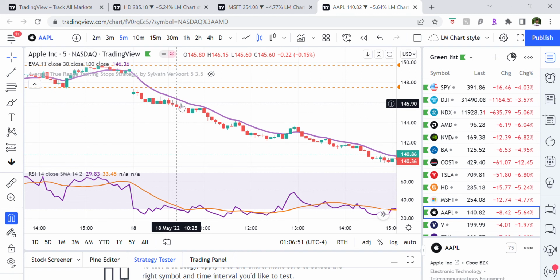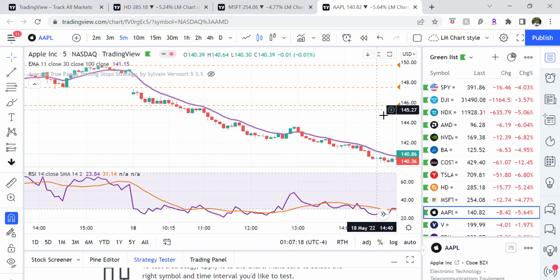So I have to enter my trade around 40 to 50 cents below the EMA. The EMA is 146.36, so 50 cents below it means I'll be entering at around 145.85. The very next candle went there and I have entered my trade at 145.8 something.